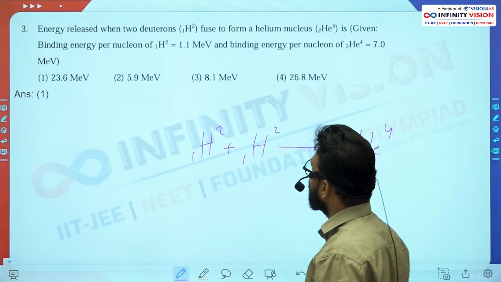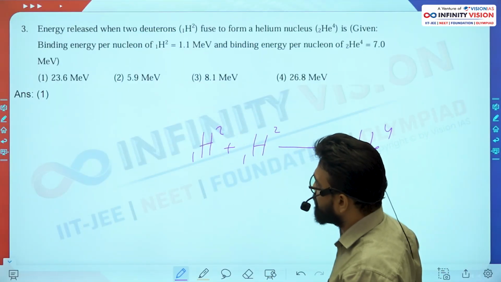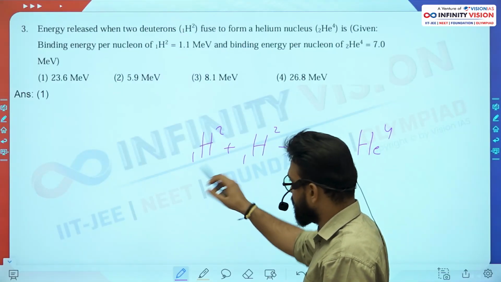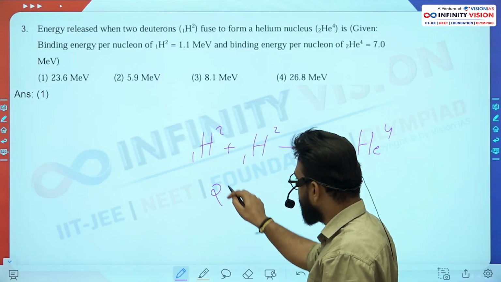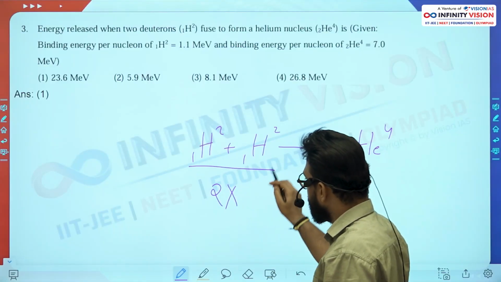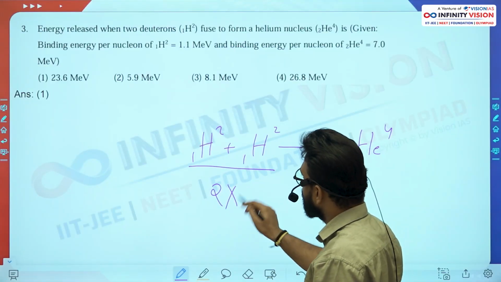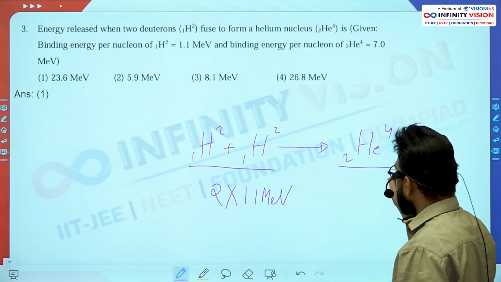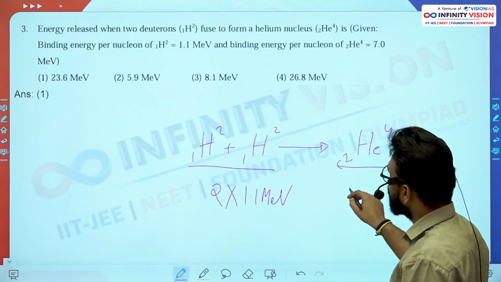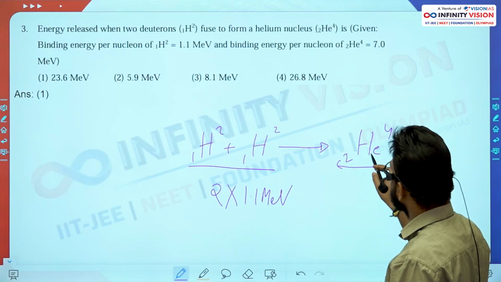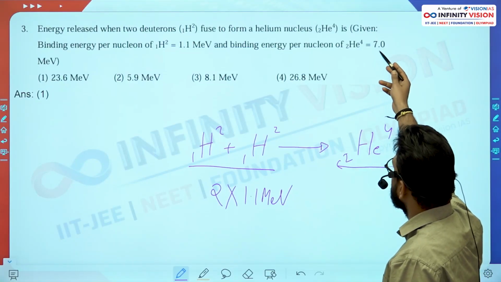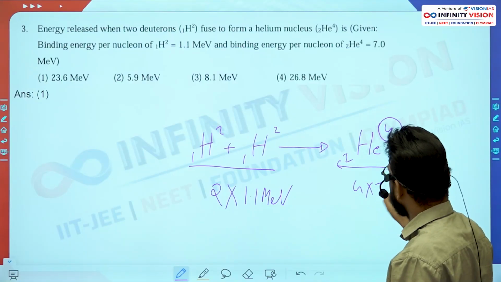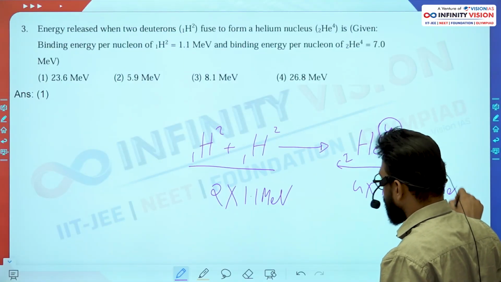You need to find out the energy released. Binding energy per nucleons of deuteron is 1.1. So here you have two deuterons. So this binding energy would be equivalent to twice into 1.1 mega electron volt. So binding energy of this helium, which is already given to you as per nucleons, is 7. So how many nucleons are there? 4. 4 into 7, which is 28 mega electron volt.